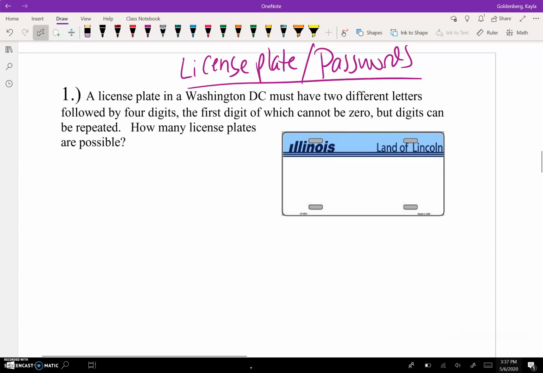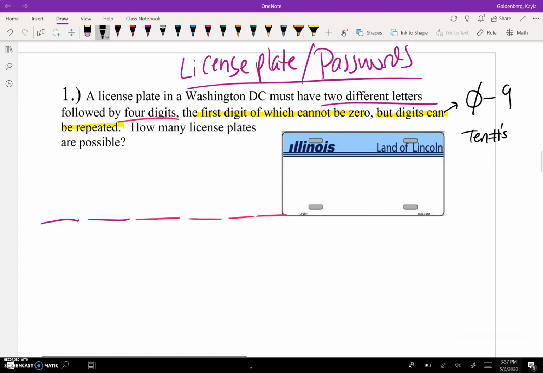So we're told that in DC, you have 2 letters, which I'm going to do in purple, followed by 4 digits, which I'm going to do in pink. The first digit cannot be a 0, but digits can be repeated. When they say digit, they mean digits 0 through 9, 0, 1, 2, 3, and so on. That means there are 10 possible numbers, because 1 through 9 is 9 numbers, as well as 0, which is the 10th number.